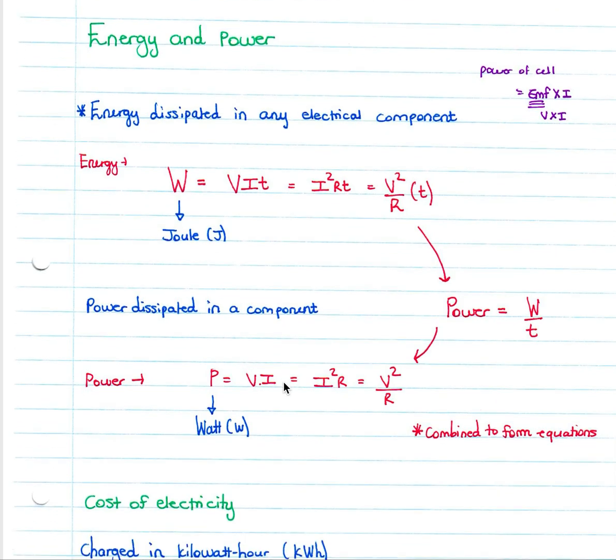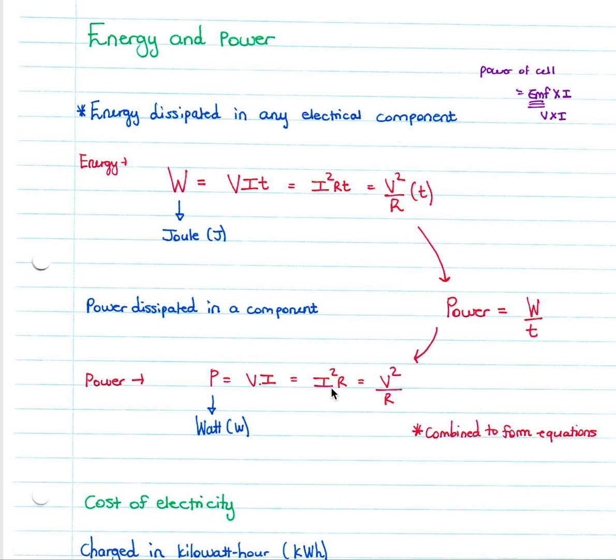Now we look at the power dissipated in a component. We know that energy is lost or dissipated in any electrical component, and we know that power is also dissipated in a component. Power equals W over T, and by rearranging the first formula over here, we get that power equals V times I. Remember, the power is measured in watts.